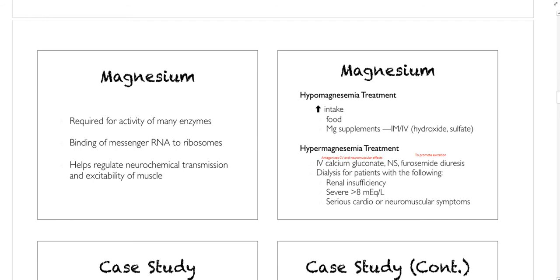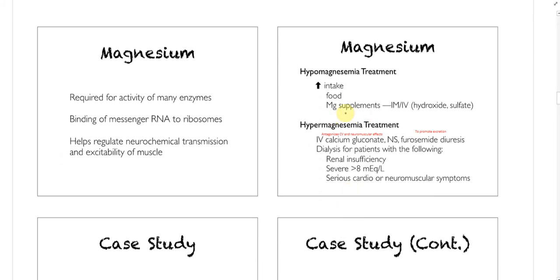Magnesium is required for a lot of enzymes, RNA, ribosomes, all that. The big one for us is that it is important for neurochemical transmission and excitability of muscles. If we've got hypomagnesemia, then we're going to increase their intake either via food or supplements. Maybe we can give them IV or IM magnesium just to make sure that they've got it. If they're really, really low, more often you'll see that in pregnant women and in cardiac arrest if they have a specific rhythm called torsades de pointes, which is sort of similar to VFib.